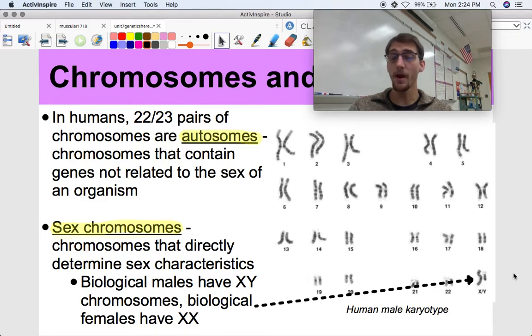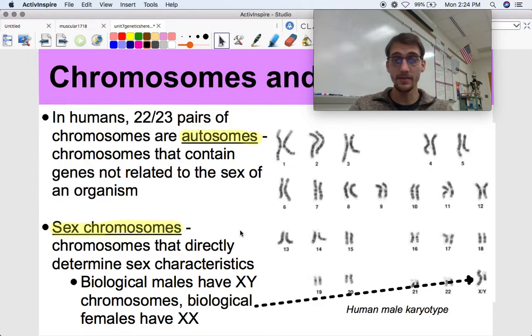And I just want to be clear here, I'm referring to biological sex, not sociological gender. Okay? Sex chromosomes are chromosomes that directly determine sex characteristics. So these are the chromosomes that determine whether or not you are biologically male or whether or not you are biologically female. Okay, so biological males have XY chromosomes, biological females have XX, two X chromosomes, right? Which means that I am biologically male. I inherited one X chromosome from my mom, and I inherited one Y chromosome from my dad. Okay? If you are biologically female, you inherited one X chromosome from your mom and another X chromosome from your dad. Okay?